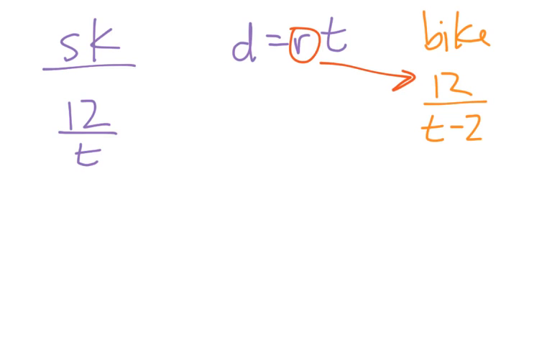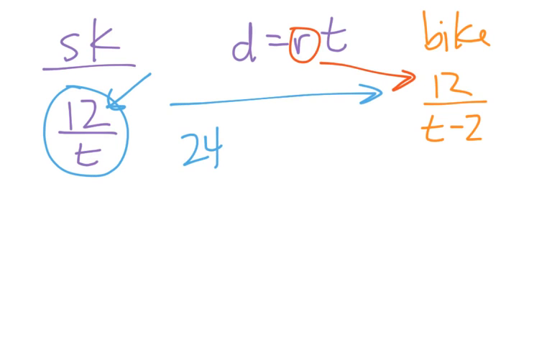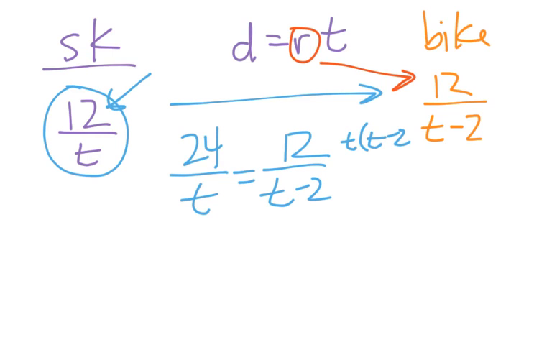which means that we can set them equal to each other if we double this. Because it would take her twice as long on this one to get to that same rate here, so I'd go 24 over t equals 12 over t minus 2. Then we'd multiply by t times t minus 2. The reason we multiply by both denominators on both sides is that we are able to keep the same answer because we have an equal sign.